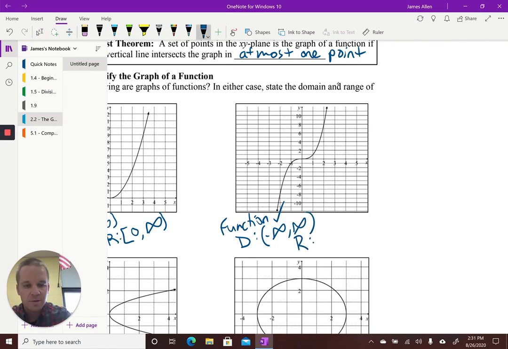And my range, it keeps going down, and it keeps going up. So that means my range is the same thing here. It's going to be negative infinity to positive infinity.